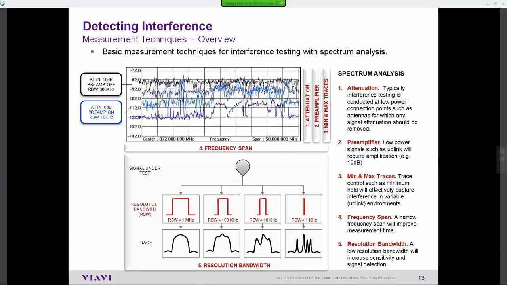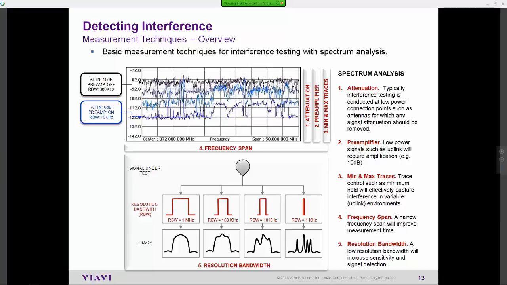Min and max traces. As you're adjusting resolution bandwidth at the bottom, and depending upon your span, there's no way anybody I know of is going to memorize every single trace that goes across that display, especially when it's updating every 20 milliseconds. Every 20 milliseconds you get a new trace. So one of the single best ways of seeing whether or not you have a problem is to turn on additional traces on your spectrum analyzer, for example using min and max hold traces. They will clearly display that you have issues.